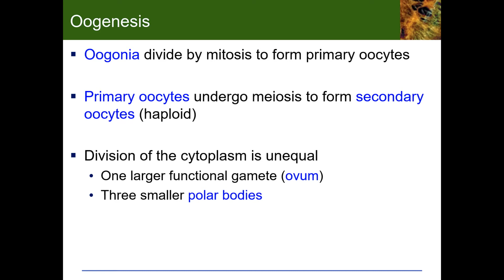Okay, oogenesis, this is for the egg. Oogonia divide by mitosis to form primary oocytes. The primary oocytes undergo meiosis to form secondary oocytes, which are haploid, and division of the cytoplasm is unequal. You get one larger functional gamete, which is the ovum, and then you get these three smaller polar bodies that do not have the equal amount of cytoplasm given to them, so they become these polar bodies.